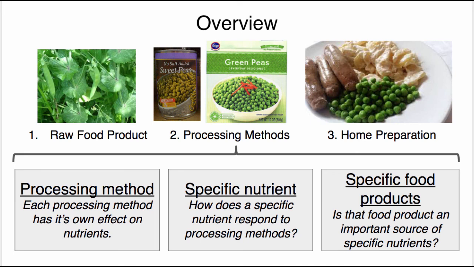Then specifically, when we're looking at processing methods, there's sort of three things to keep in mind. What is the processing method? How is a specific nutrient affected by that processing method? And is that food product actually an important source of that specific nutrient? Because if it's not, maybe we don't need to worry about that processing method. If it is, then maybe we need to look at how we're obtaining that food and if it is being fortified or enriched in any kind of way.